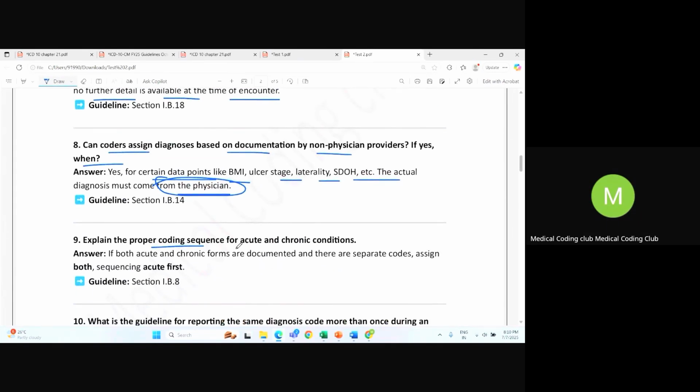Explain the proper coding sequence for acute and chronic conditions. Acute first, then chronic. If a patient has the same condition, but the patient is having both an acute and a chronic form, and you have two different ICD codes for the acute condition and chronic condition, you are supposed to put both ICD codes, but while sequencing, acute first. Your primary diagnosis should be the acute condition.